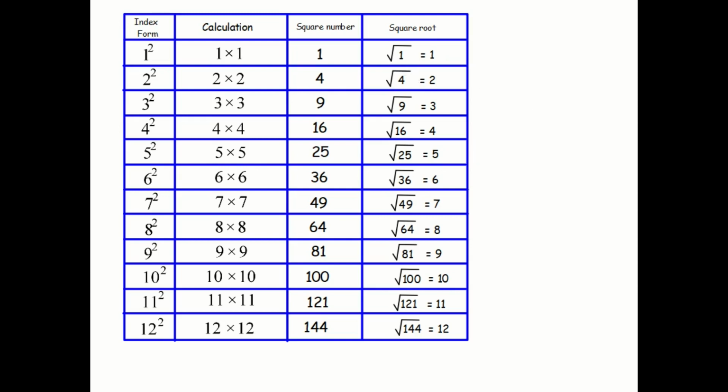So if you get this in an exam, for example, I want you to be able to identify that 64 is a square number. So if you square root it, you're going to get 8. That should be automatic. If you see this in an exam, you should know that 144 is a square number, and therefore the square root is 12.